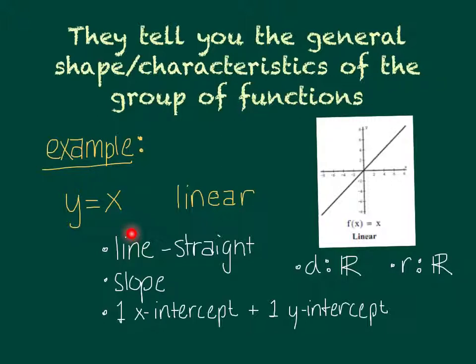For the most part, they'll have a slope, and they'll have one x-intercept and one y-intercept. The domain is negative infinity to positive infinity, or all real numbers, and the range is also negative infinity to positive infinity, or all real numbers.